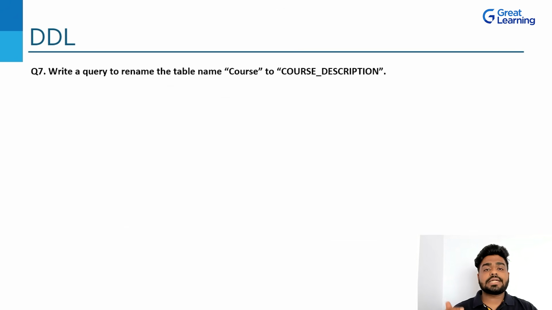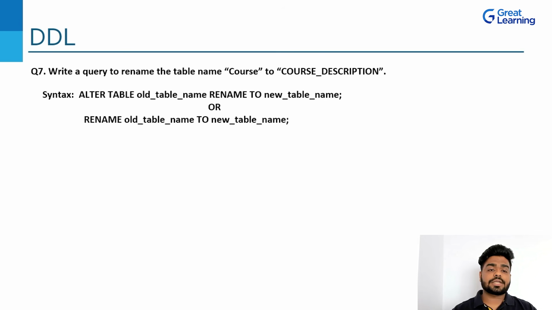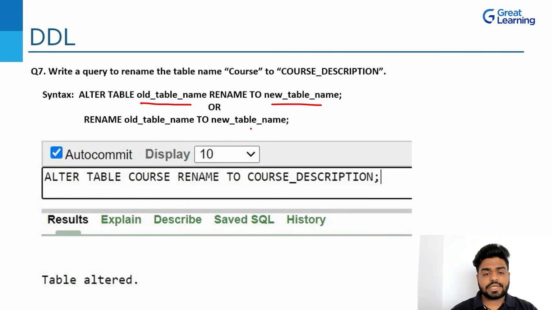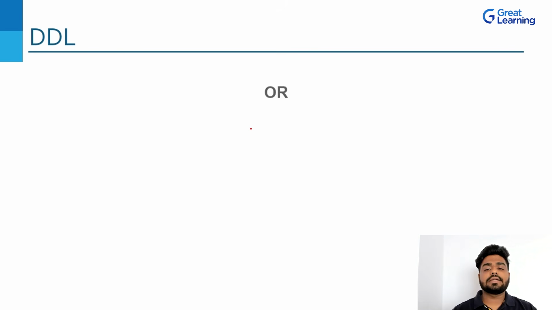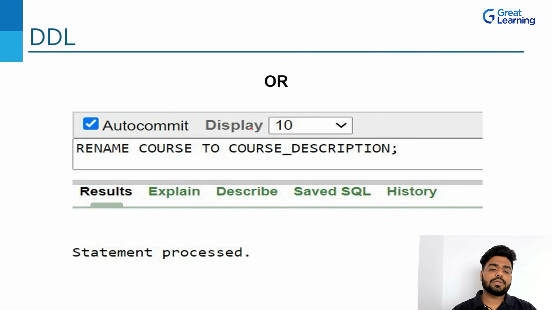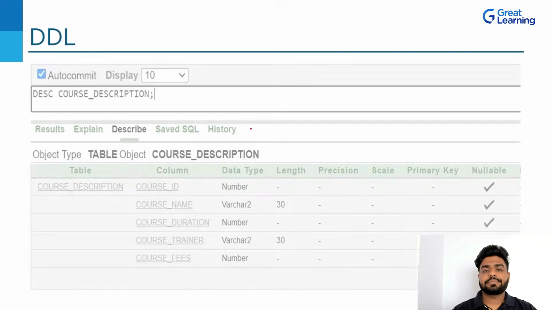Let's move to the next one. Write a query to rename the table name course to course description. Now I want to actually rename the table itself. So the table name is course, but I want it to be course description. There are two ways. ALTER TABLE old table name RENAME TO new table name, or otherwise you can just write RENAME old table name TO new table name. So we are writing ALTER TABLE course RENAME TO course description, and that is done. Or you can do RENAME course TO course description, right?